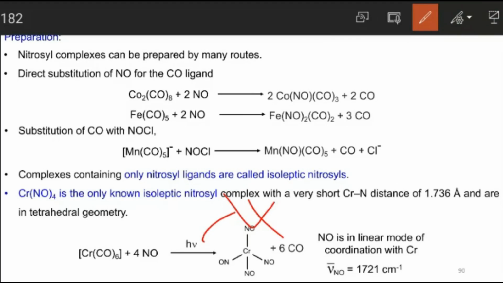And now imagine the power of a pi accepting ligand. It could take up almost 4 electrons, literally 1 electron per ligand. That was huge. That's what I say. The linear nitrosyl is so far the strongest pi accepting ligand that we have seen up to date.